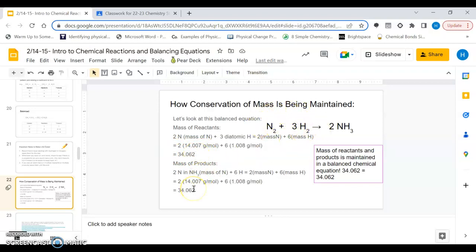And if I look at the product side and I say, oh, okay, well, I have 2 nitrogens and I have 6 hydrogens, right? I have 2 times the mass of nitrogen plus 6 times the mass of hydrogen. When I do that, it looks very similar because it's the same thing, right? Like the conservation of matter is the conservation of mass.